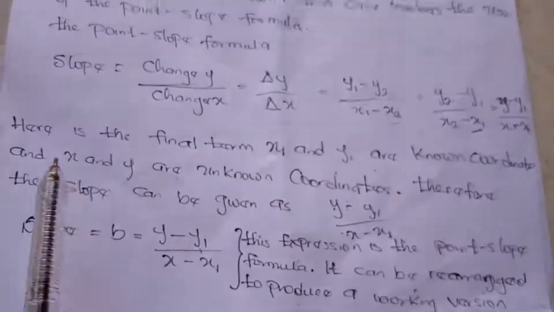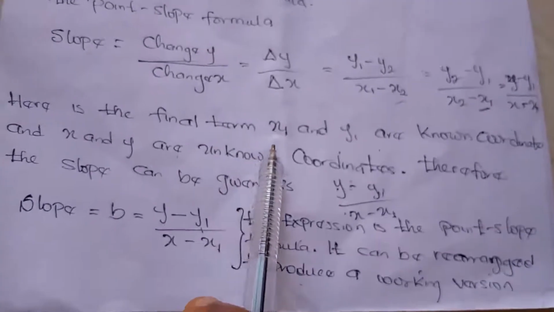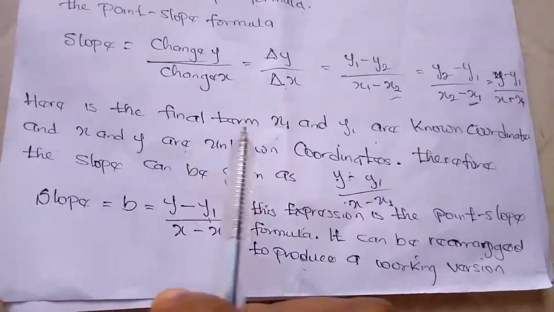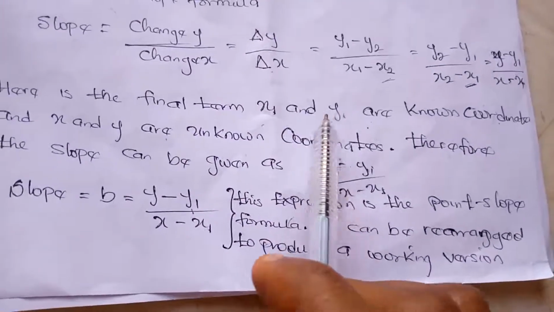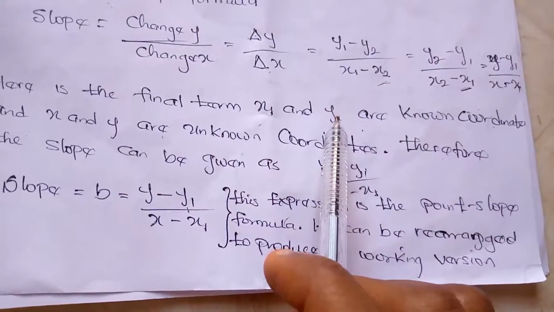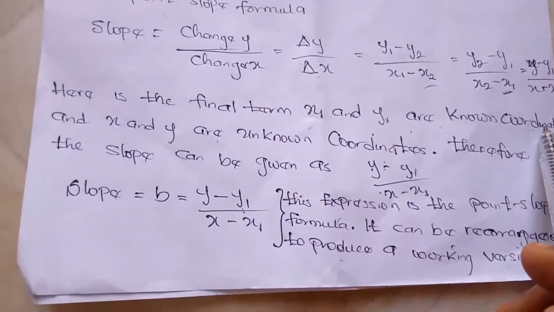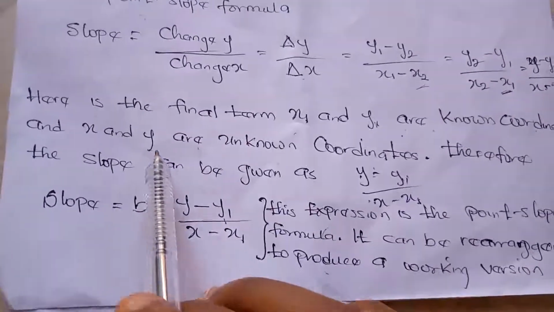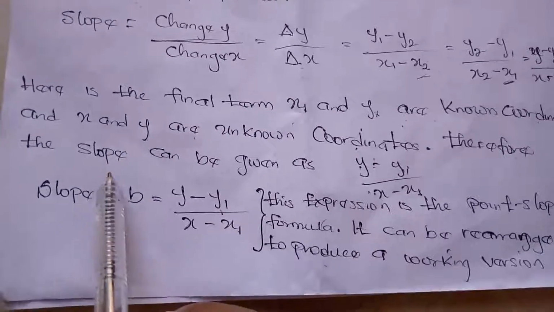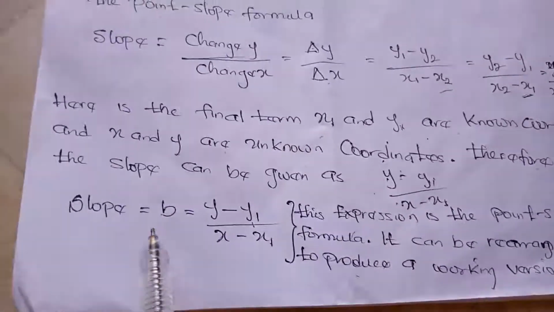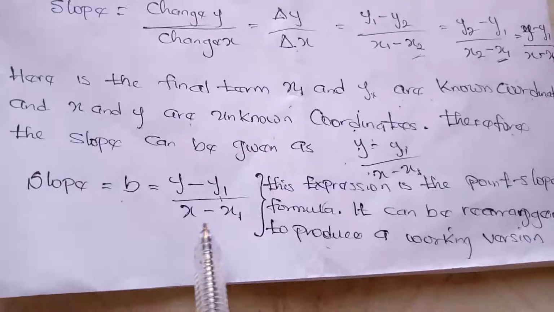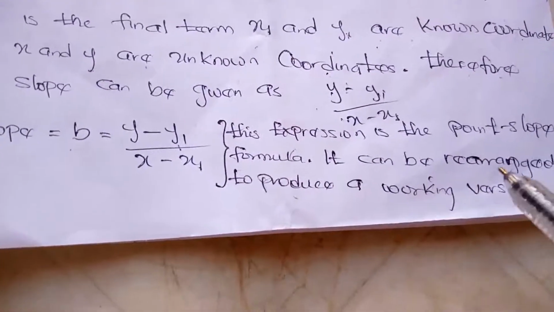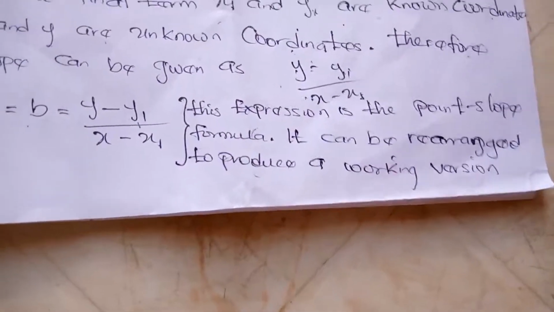Here x1 and y1 are known coordinates, and x and y are unknown coordinates. Therefore, the slope can be given as y minus y1 all over x minus x1. So this expression is the point slope formula. It can be rearranged to produce a working version.